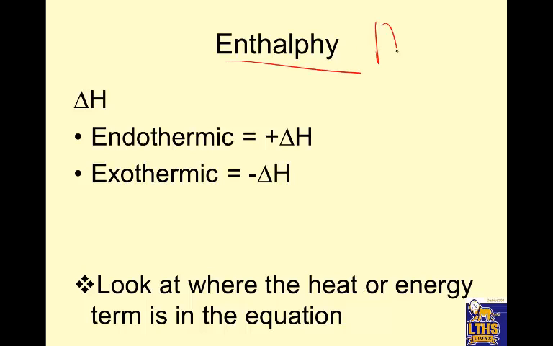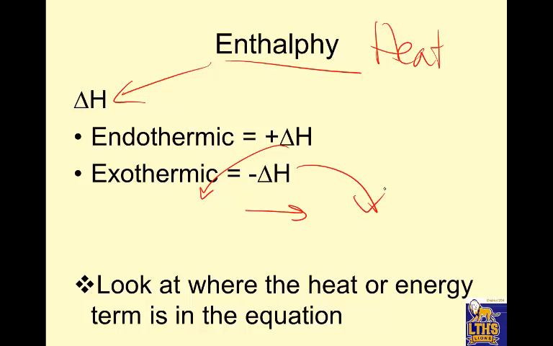It's enthalpy. It's heat. It's delta H. Okay. Endothermic reactions have a positive delta H. Exothermic reactions have a negative delta H. And then if you're looking at a chemical reaction, you can look at the side of the arrow. So positive delta H would be on this side, negative delta H will be on this side.